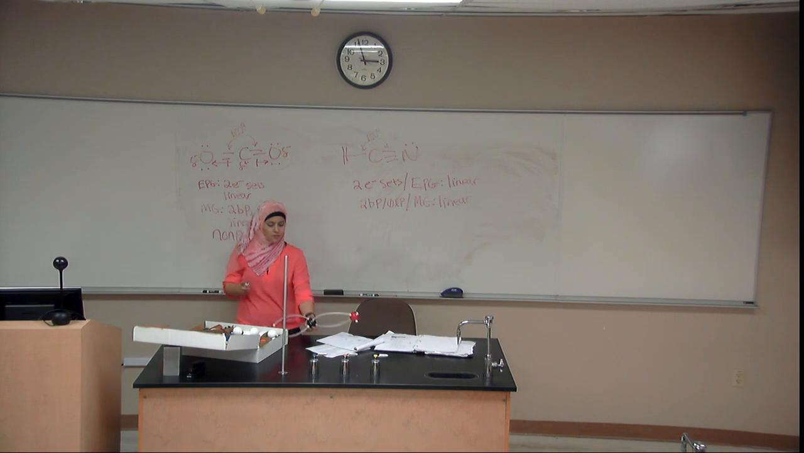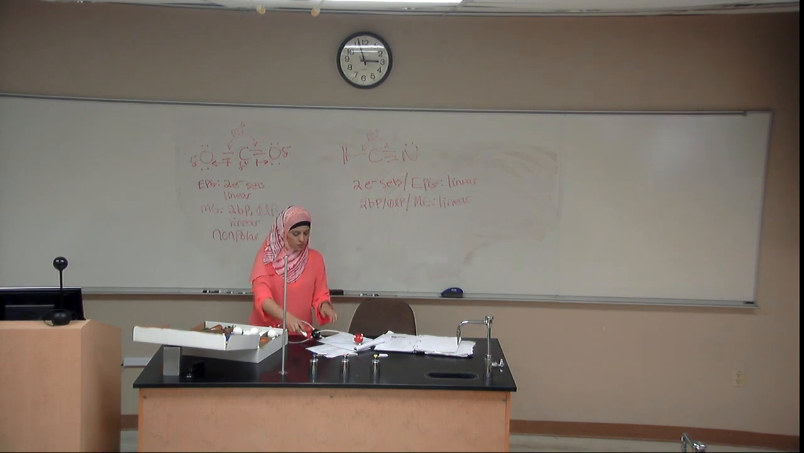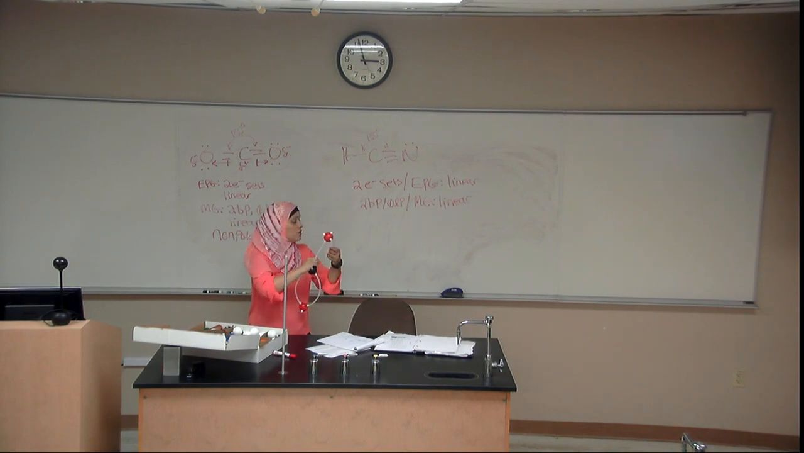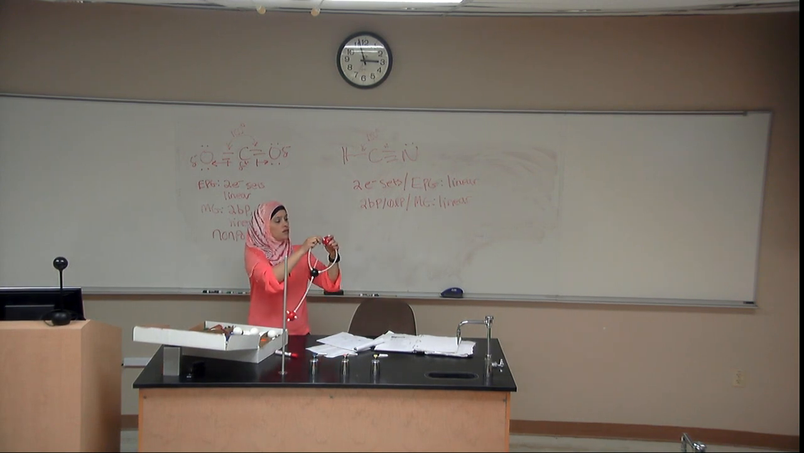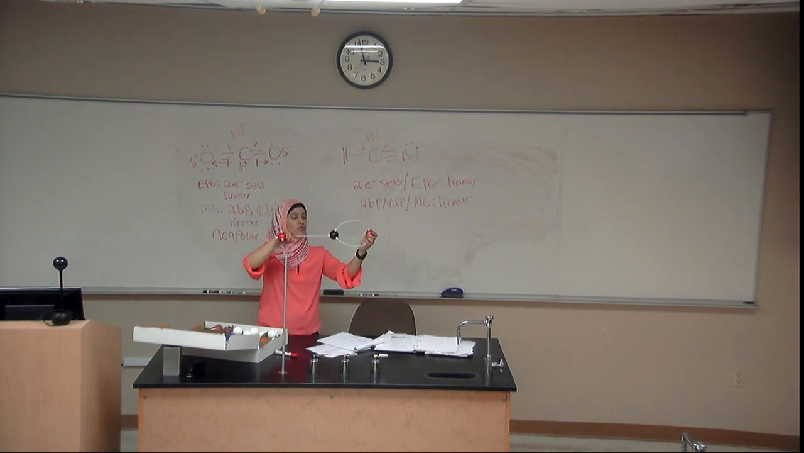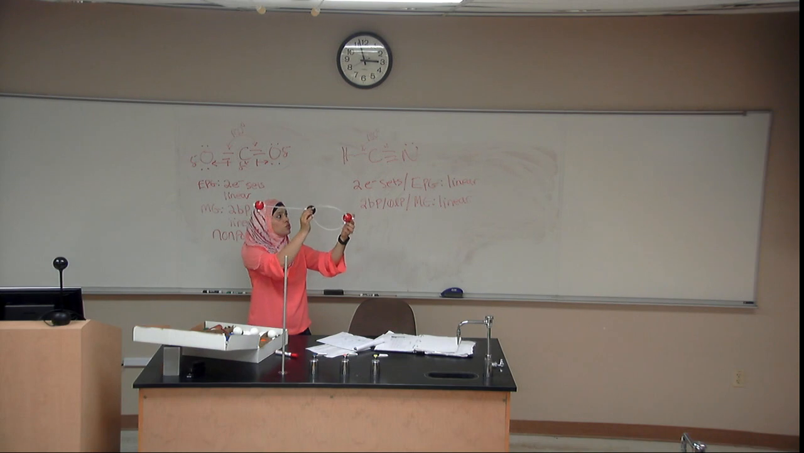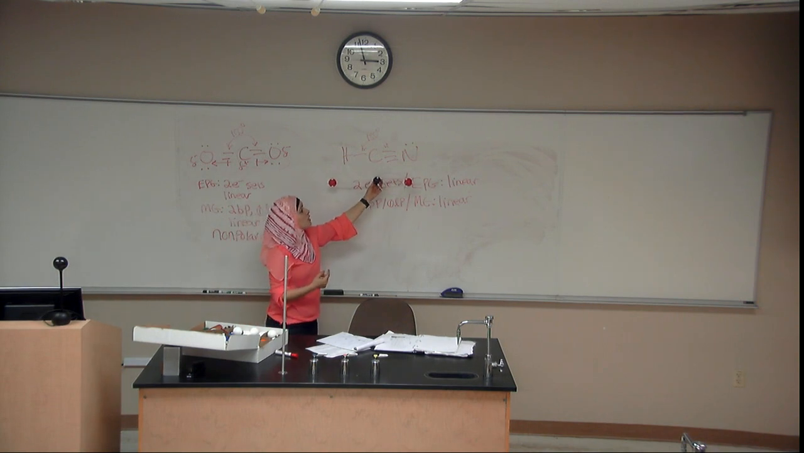Now, when you do that on a model, what are we going to do here? We're just going to get rid of one of these, like so, and then we're going to make it a triple bond on the other side. Okay, so here's how that looks. Here's my triple bond right here, and this is my single bond, like that. Okay, now it's still linear, is it not?